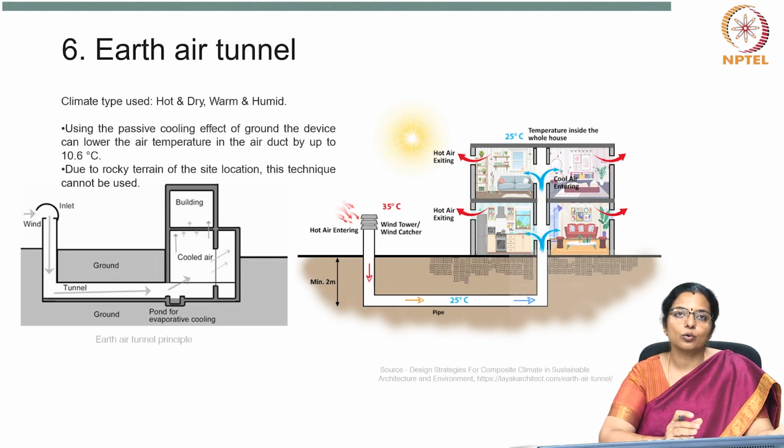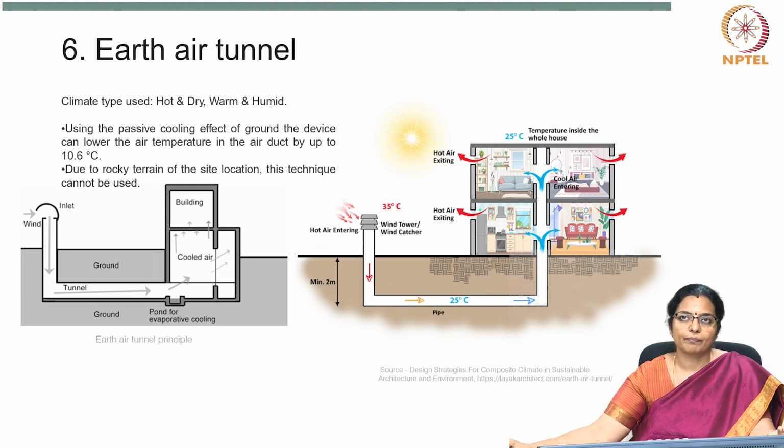Using the passive cooling effect of the ground, the device can lower the air temperature in the air duct by even up to 10.8 degrees centigrade. Due to the rocky terrain of the site location, this technique cannot be used everywhere. When the terrain is good enough, this technique can be used.